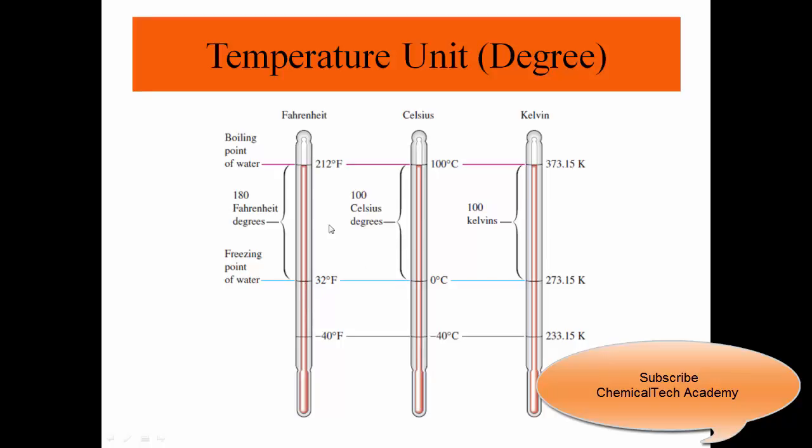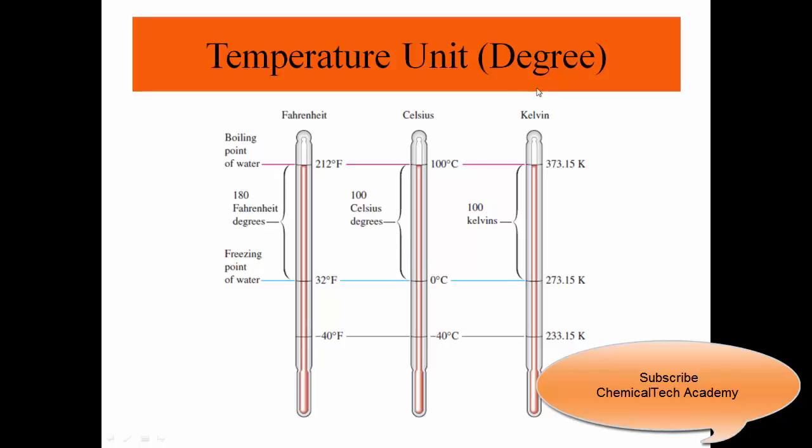Two points are very important here. First of all, the freezing point of water or melting point of water, and on the other hand we have the boiling point temperature of water. In the Celsius system, we have 0 degrees Celsius for the freezing point of water, and 100 degrees Celsius for the boiling point of water. As you see here, the difference between 0 and 100 is 100 degrees.